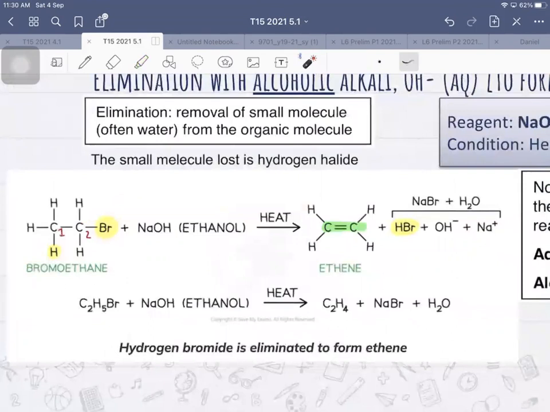So to write it in an equation, this is how you would do it. C2H5Br plus NaOH in ethanol. You heat it under reflux. You get ethene, sodium bromide, and water. Now, I want you to add an extra note.